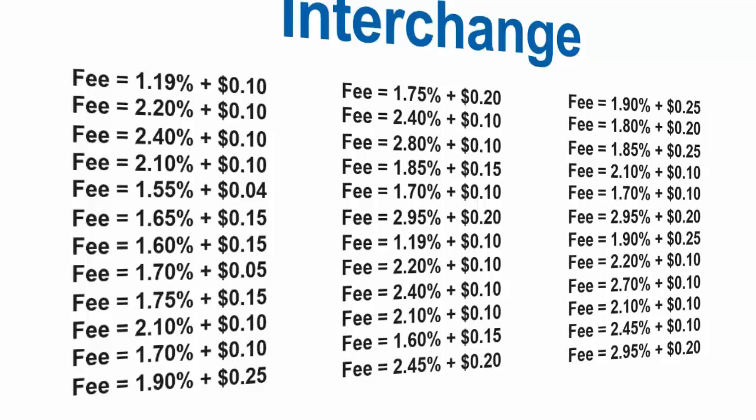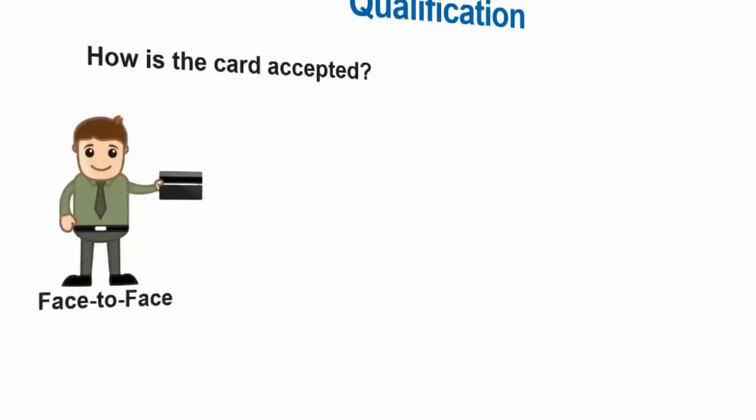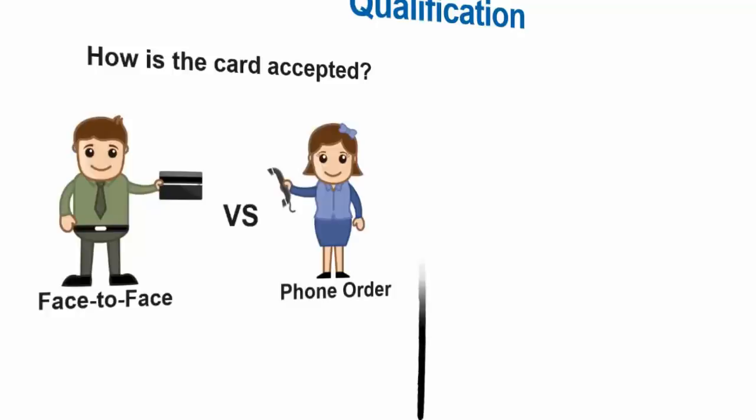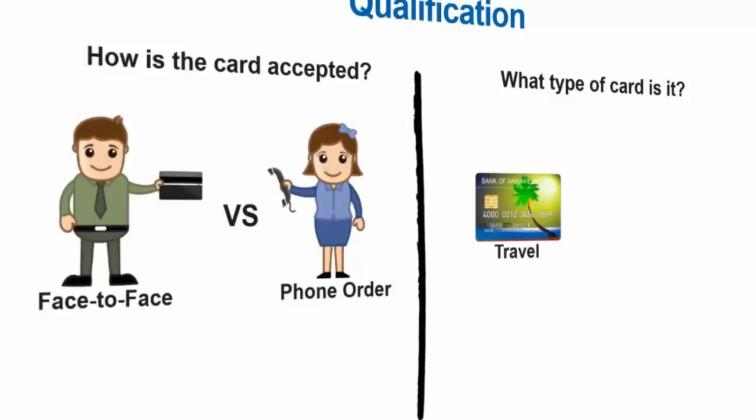The two main qualification requirements are, number one, how the payment is accepted, whether it's face to face or over the phone, for example. And the second is the type of card that is used, whether it's a consumer card or a business card, for example.